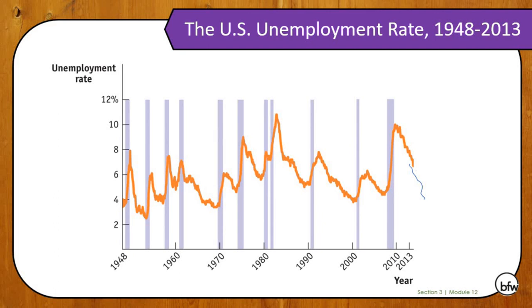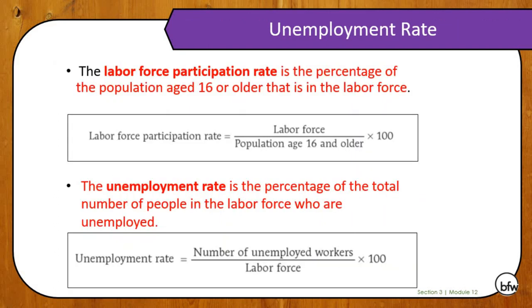Alright, so the unemployment rate. Alright, continuing on with this. First of all, the labor force participation rate is the percentage of the population age 16 or older that is in the labor force. Alright, and the way that you figure out that number is you simply take the number of people in the labor force divided by the population age 16 and older, and then you multiply that times 100. Alright, currently our labor force participation rate is around 64%. That's a little lower than it has been historically, but we'll talk about some of the factors that cause that.